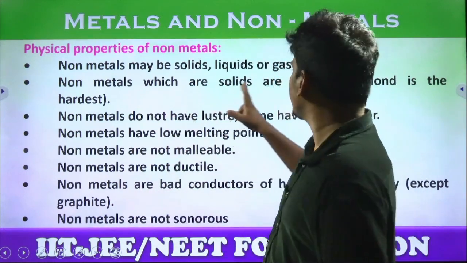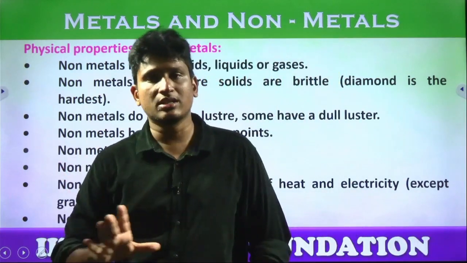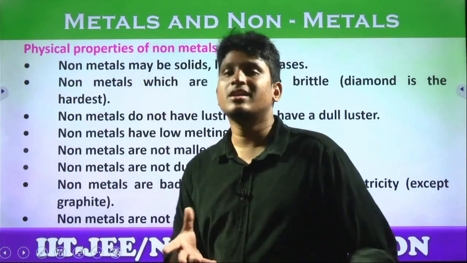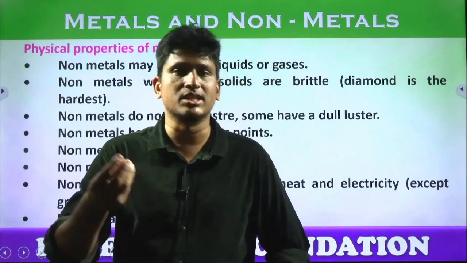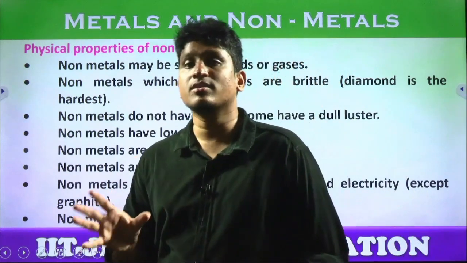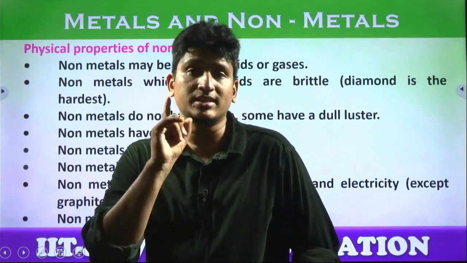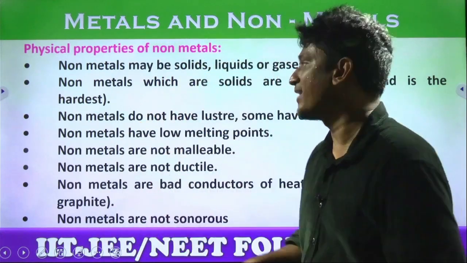Non-metals which are solids are brittle. Diamond is the hardest, it is an exception. In general, students, non-metals are brittle in nature. Brittle means they can easily break. Most are powdery substances if they are solid. Diamond is an exception because diamond is made up of carbon with strong bonds. That makes it one of the hardest, along with its arrangement of atoms.